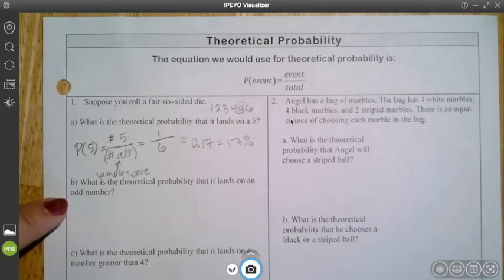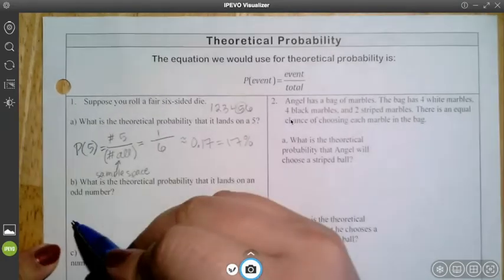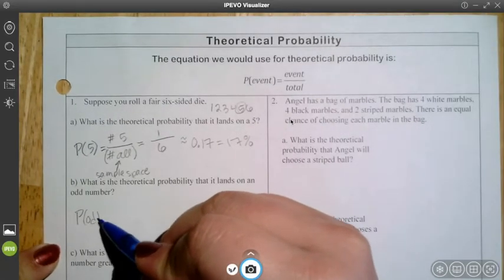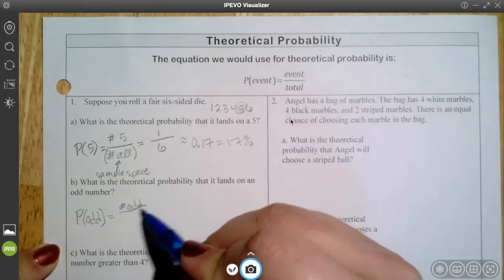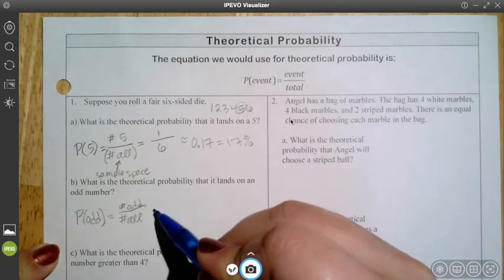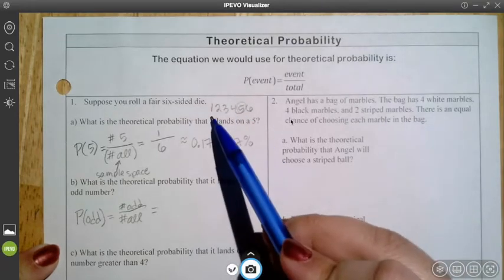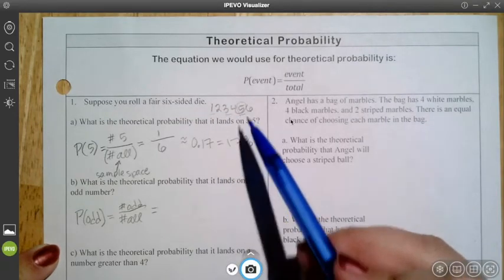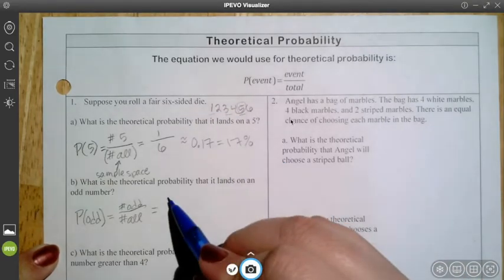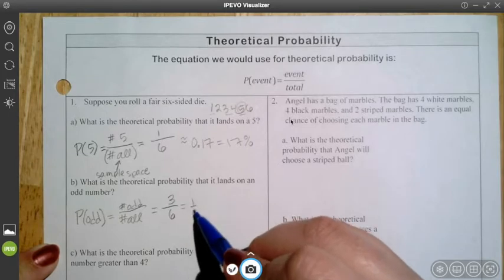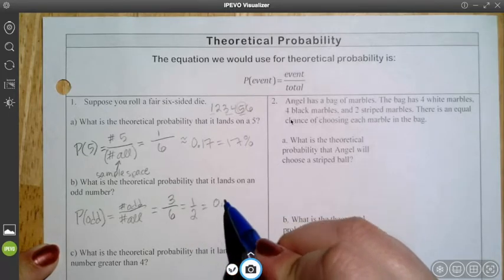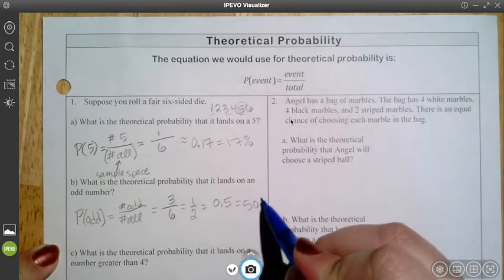Okay, what is the theoretical probability that it lands on an odd number? So now we want to know what is the chance of an odd number. So we need to know how many of them are odd and how many of them are possible. Well, how many of these numbers are odd? 1, 3, and 5 are odd. So we have 3 chances of rolling an odd number out of 6 numbers that can be rolled, which is 1/2, or 0.5, or 50%.